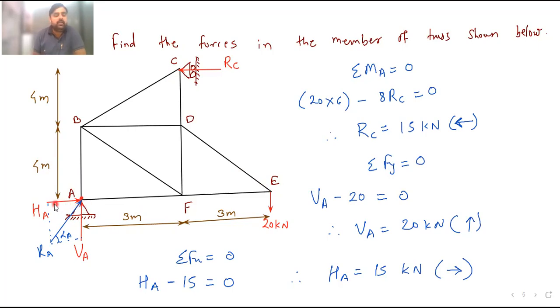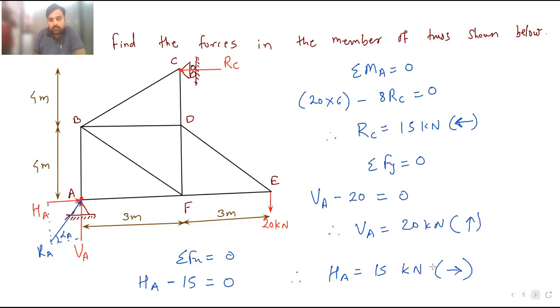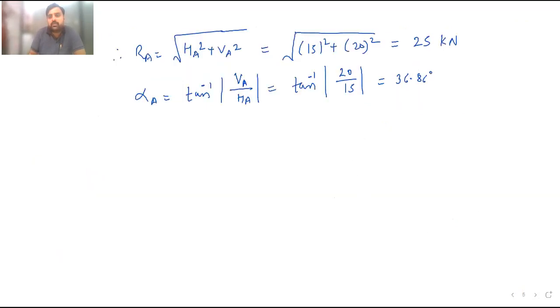So at joint A, HA and VA are known to us and AF and AB are the two members. So we want to calculate the forces in these two members. Okay, so here I will draw the free body diagram of A. Alpha A is 53.06. Just 1 minute. So it is 53.06 degree. This is our alpha A. Now please check the answer whether it is correct or not. Just 1 minute.